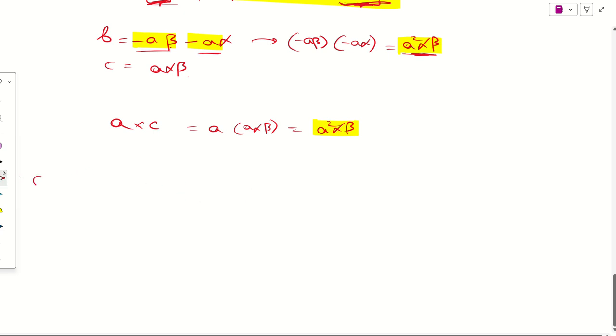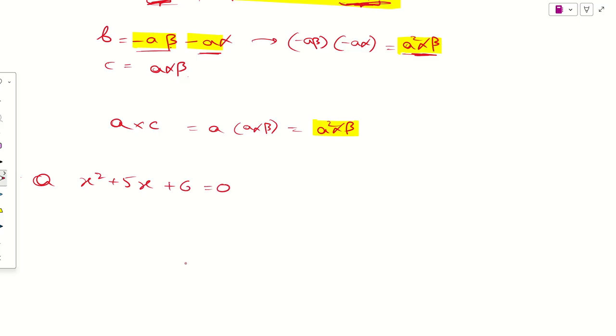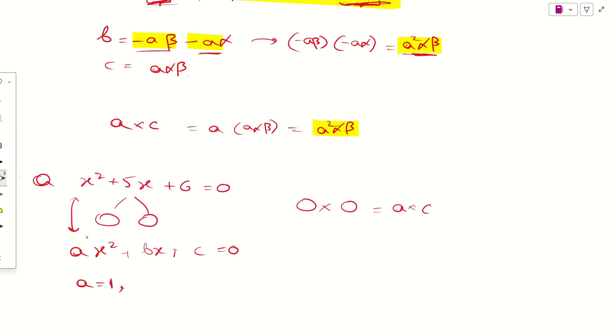Can you apply the same logic in this equation? First, what we know? We know that our middle term breaks into two parts, right? And the multiplication of those two parts will be your a into c. So how can you find a into c here? First, you have to compare this equation with the standard form, ax square plus bx plus c equals to 0. If we compare them, we have a is 1, b is 5, and c is 6. So from here, we can write a into c is 6.